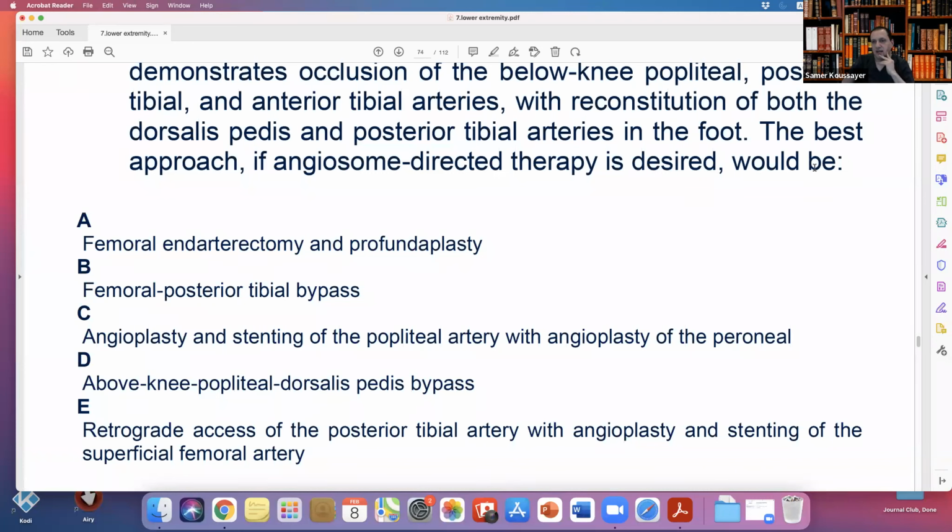I think I saw Ali. Hi, Ali. How are you? What do you think? Will you do a bypass right away, or do an intervention usually with this kind of patient?